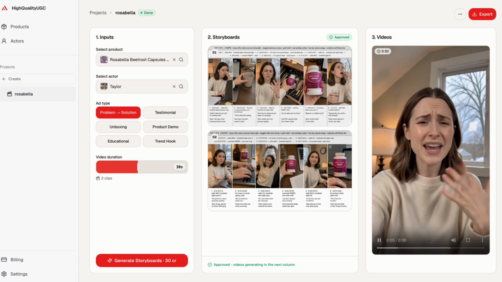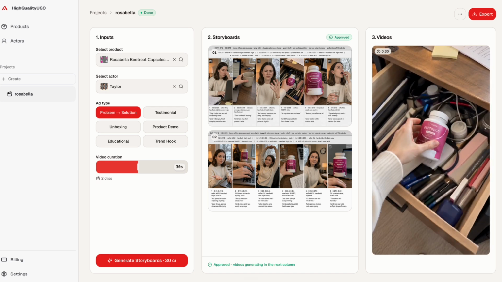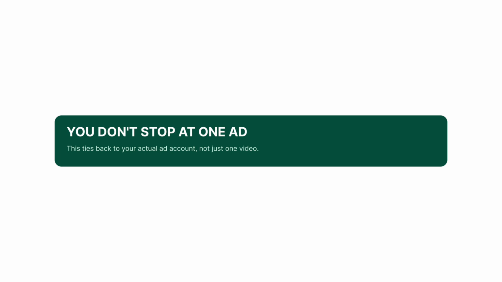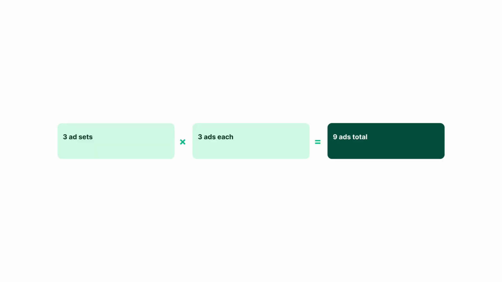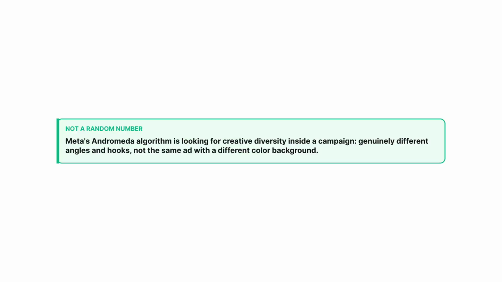Now here's the part that ties this back to your actual ad account, not just one video. You don't stop at one ad. The structure that actually works well on Meta right now is one campaign, 3 ad sets, and 3 ads inside each ad set. 9 ads total. That's not a random number I picked. Meta's Andromeda algorithm is looking for creative diversity inside a campaign, meaning it wants to see genuinely different angles and hooks, not the same ad with a different color background.